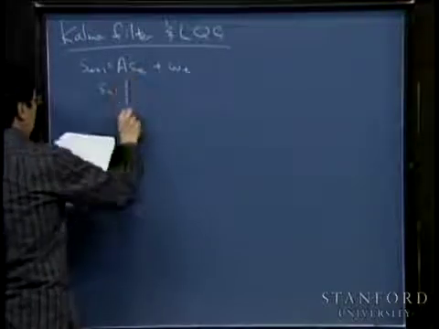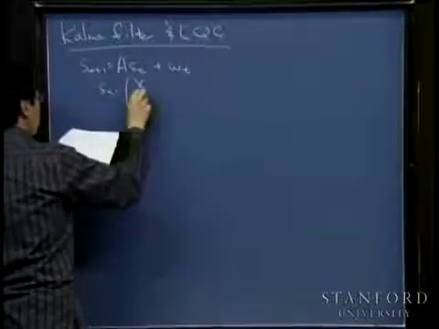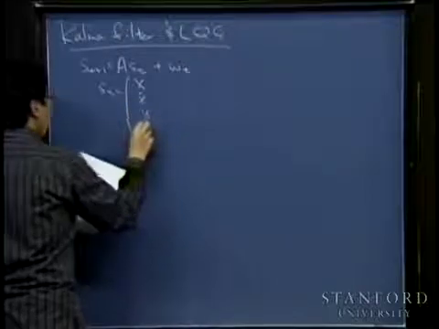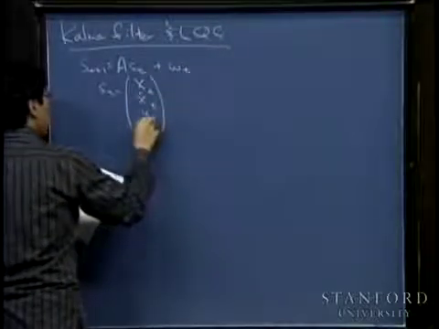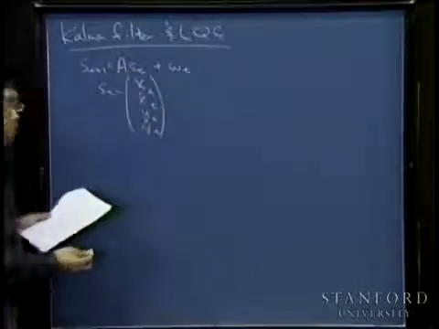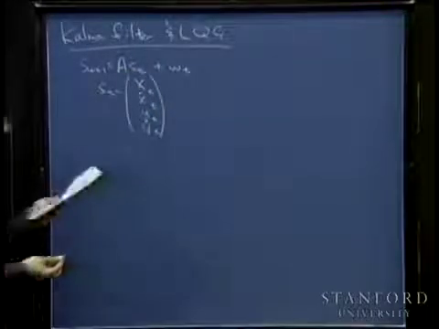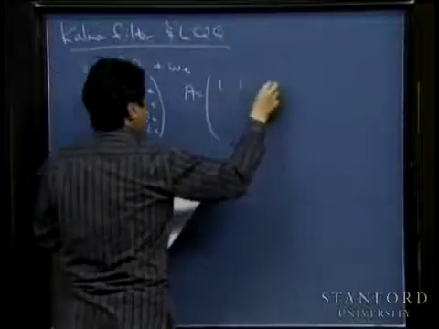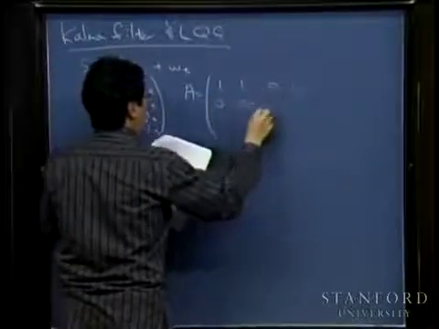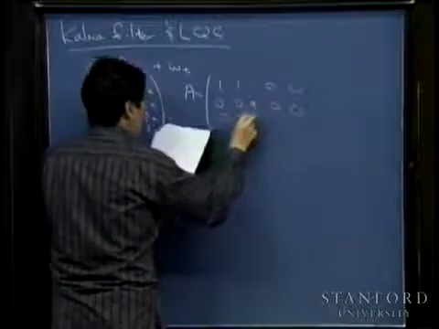And just for this example, I'm going to use an extremely simplified state, right, where my state is just a position and velocity in the x and y directions. And so, you may choose an A matrix like this.